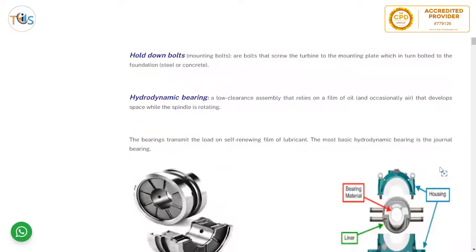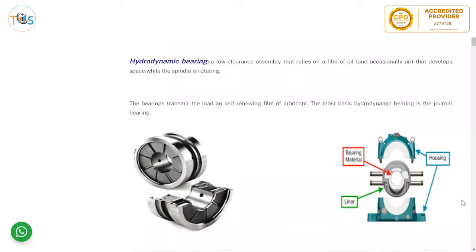Hold down bolts, or mounting bolts, are bolts that screw the turbine to the mounting plate. Hydrodynamic bearing is a low clearance assembly that relies on a film of oil. As the turbine starts rotating, the oil is fed through this, and it makes something like 5 to 10 microns of distance, so as to avoid the friction.